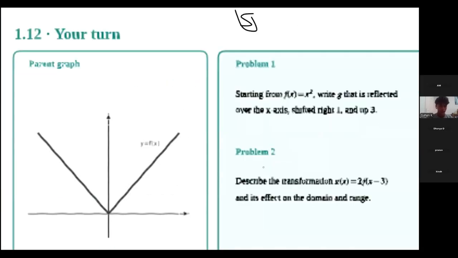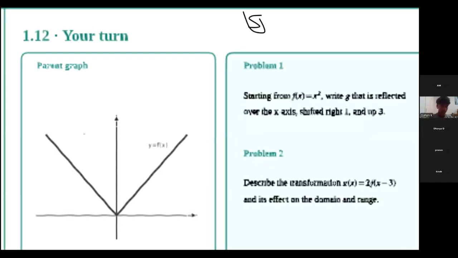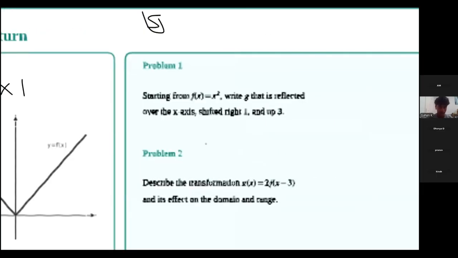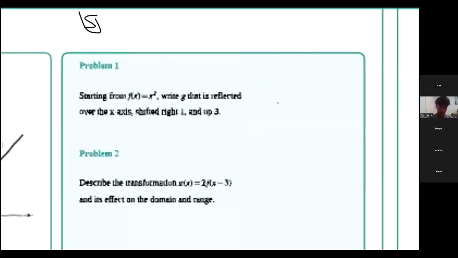So here's the parent graph. It's just this, right? And just looking at this graph, you can tell that this is an absolute value graph, but you don't even need that part. Starting from f of x equals x squared. So actually, I don't know why they're giving you this graph. Let's look at here. F of x equals x squared.